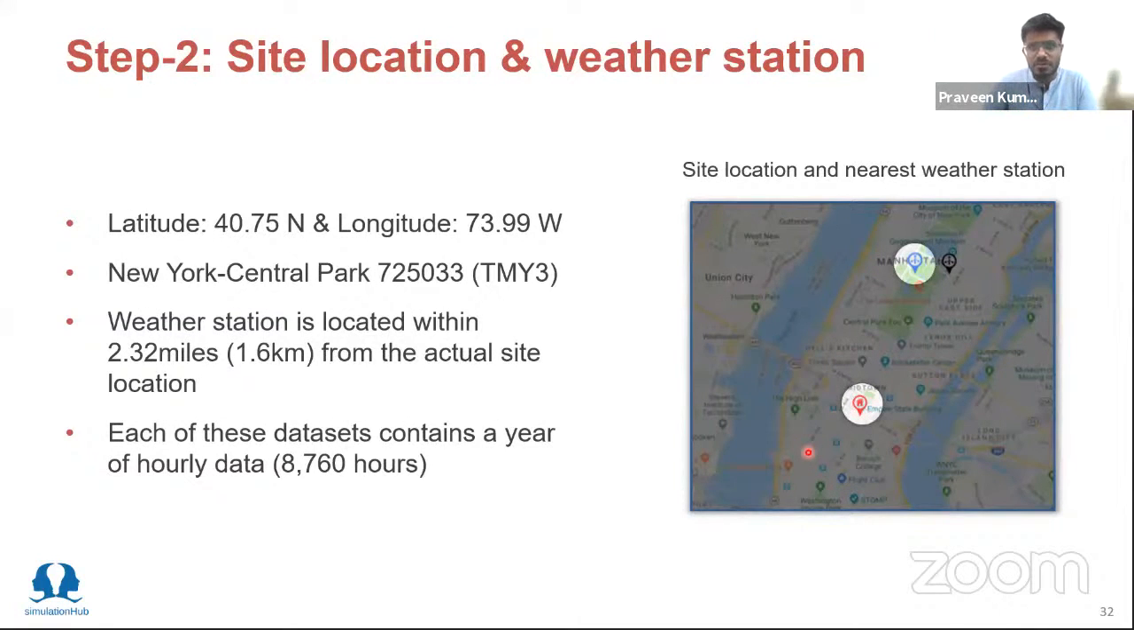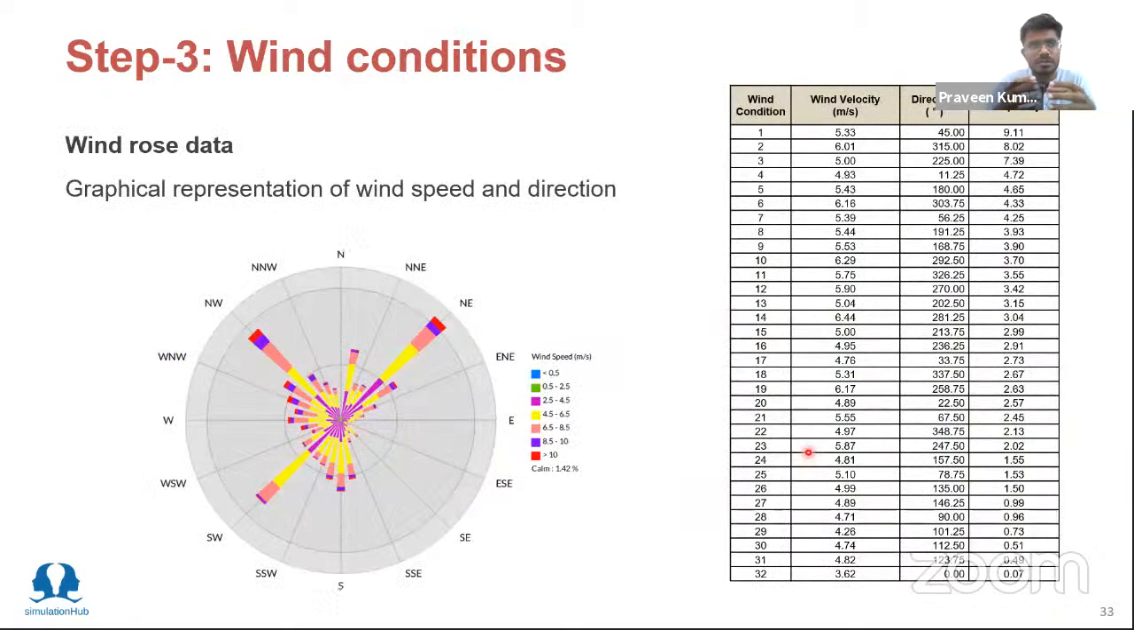Once the site location is done, you have the option to consider how many wind conditions. If you want a high fidelity solution, then you go for all 32 directions. If you want to reduce the number of wind conditions, you can go for it; maybe you can select 8 or 16 or 32. This is called the wind rose data, which shows, based on the selected site location or weather station data, what the prevailing wind directions are, and what percentage. These colors indicate the predominant wind speed in each direction.